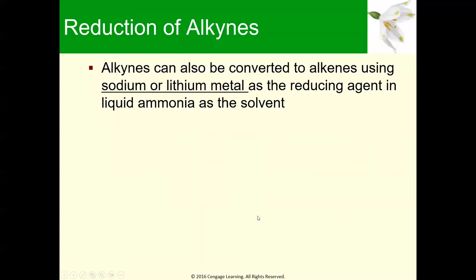Okay, well, what if you didn't want the cis alkene? What if you wanted the trans alkene? Well, that's where you do something kind of interesting. You reduce it with sodium or lithium metal as a reducing agent, and you do it in liquid ammonia as the solvent. That does not sound fun to work with, liquid ammonia.